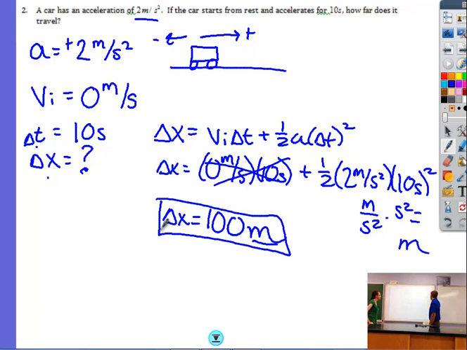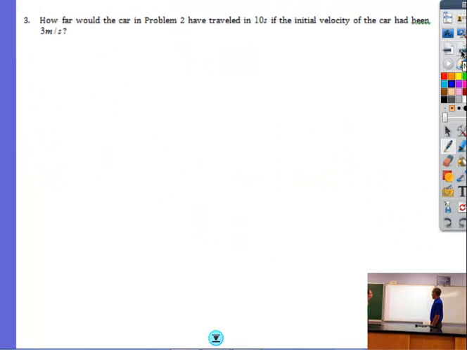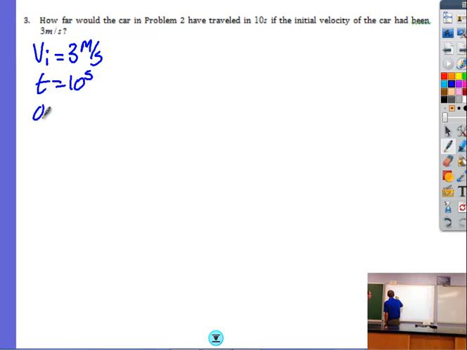Okay. All right, take a look at the third problem. How far would the car in problem 2 have traveled in 10 seconds if the initial velocity of the car had been 3 meters per second? So we still have some of the same information, but this one is different. Initial velocity is 3 meters per second. Time is still 10 seconds. Acceleration is still 2 meters per second squared, and we're still wanting to know how far it went.